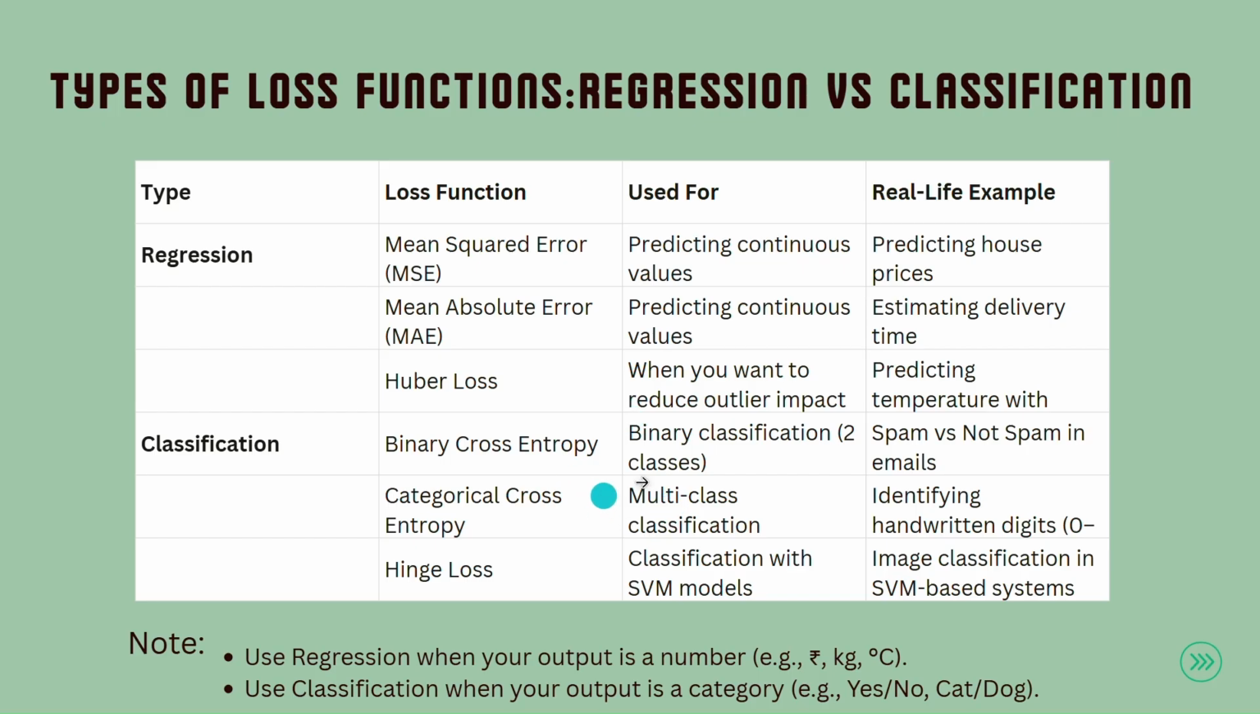Coming to classification, like spam or not spam, yes or no, male or female, and those types of examples, we use classification. So these are the loss functions that come under regression and classification. Here we have to remember two things. One, we use regression when our output is in kgs, rupees, degree centigrade, and so on. We use classification when our output category is like yes or no, cat or dog, likewise.